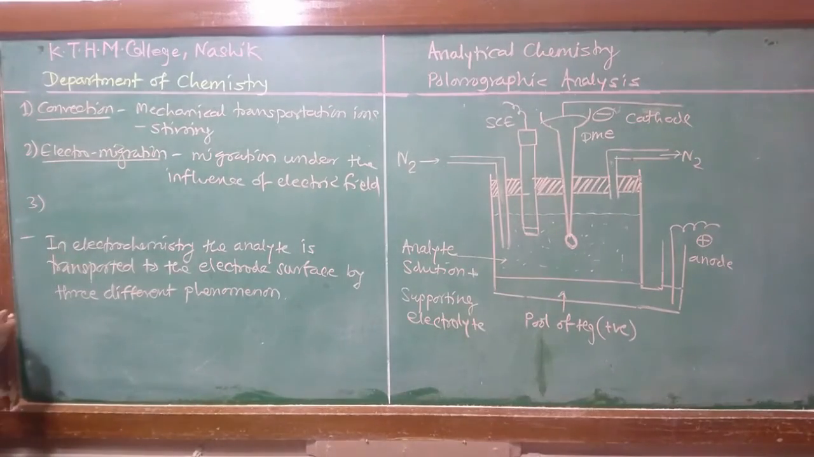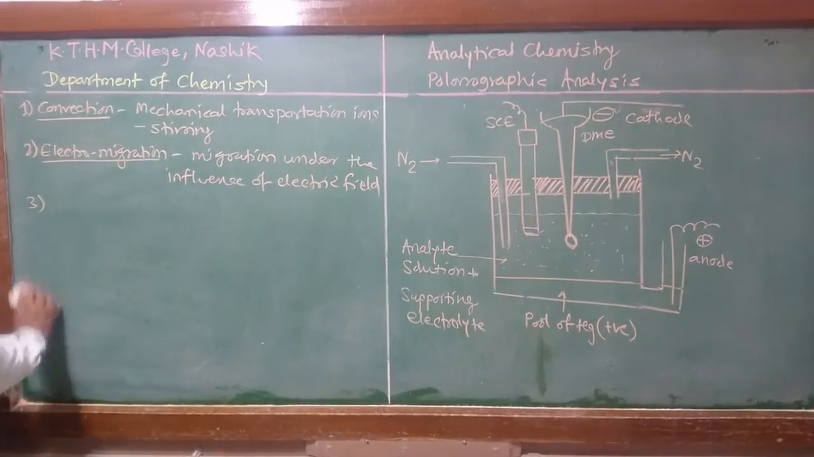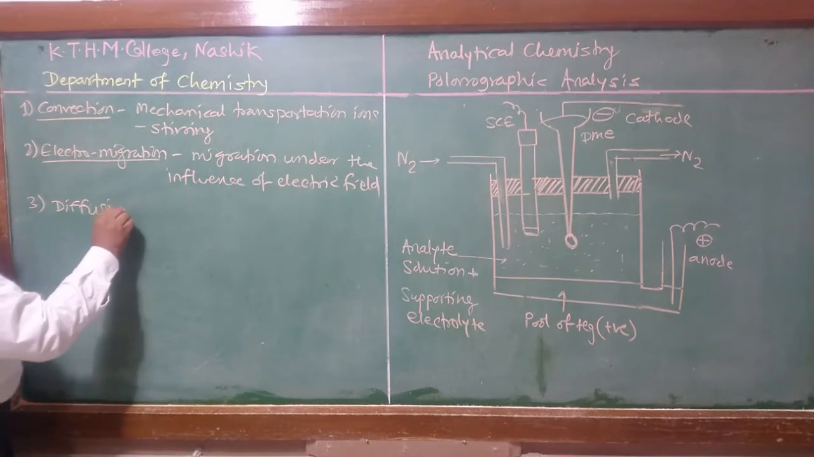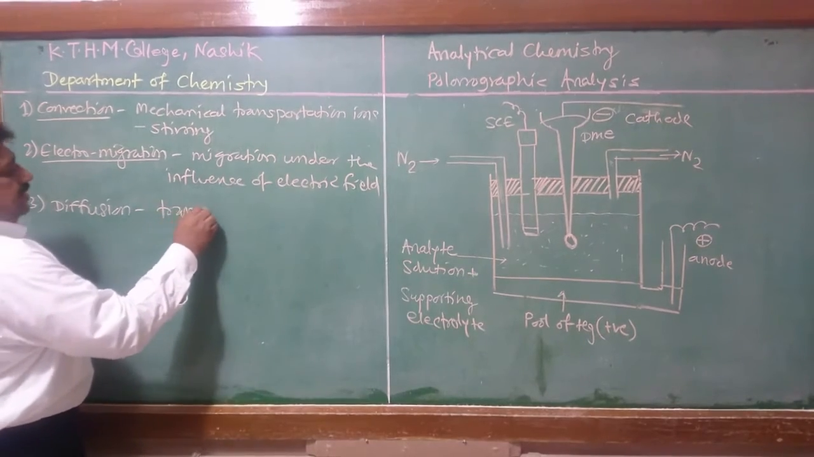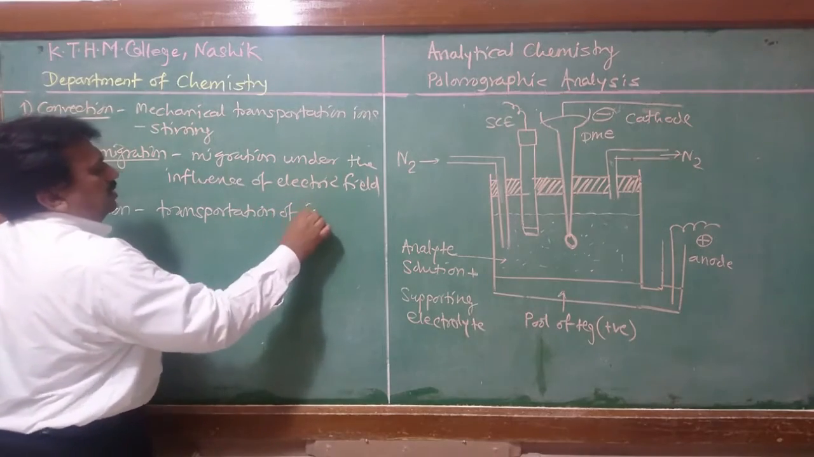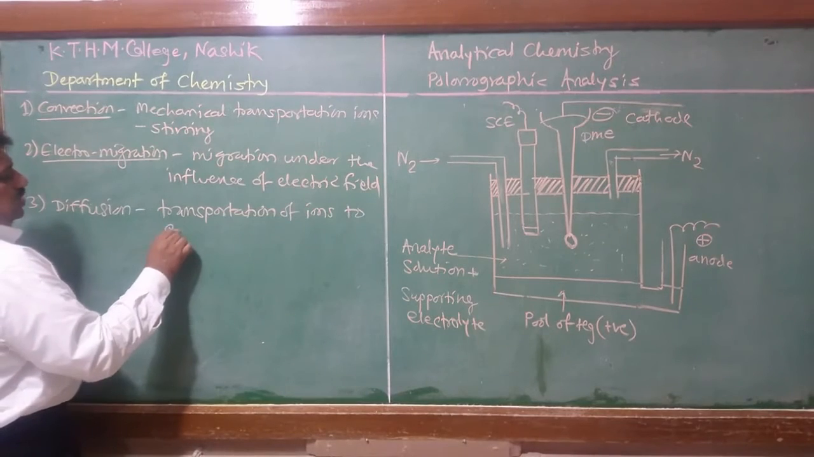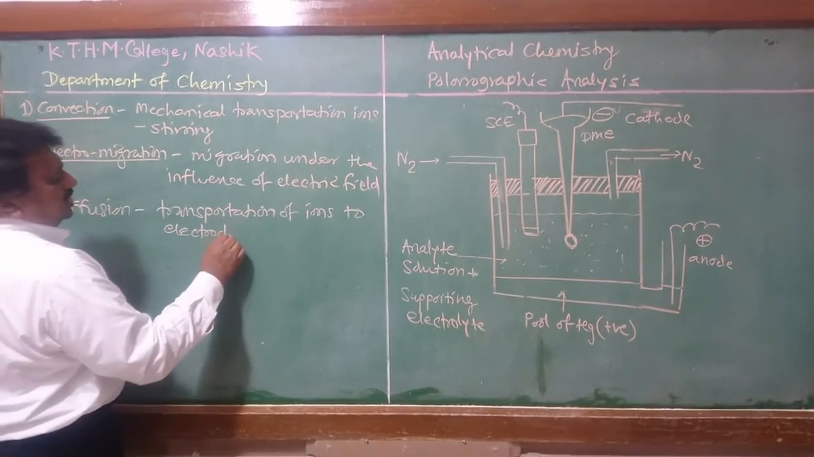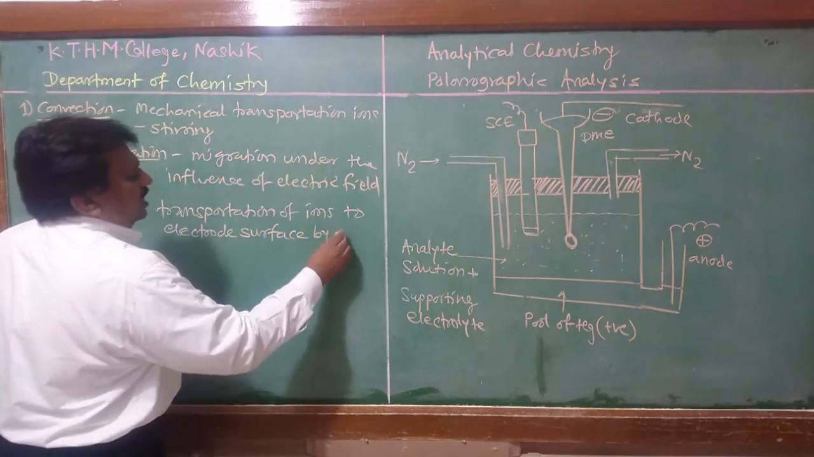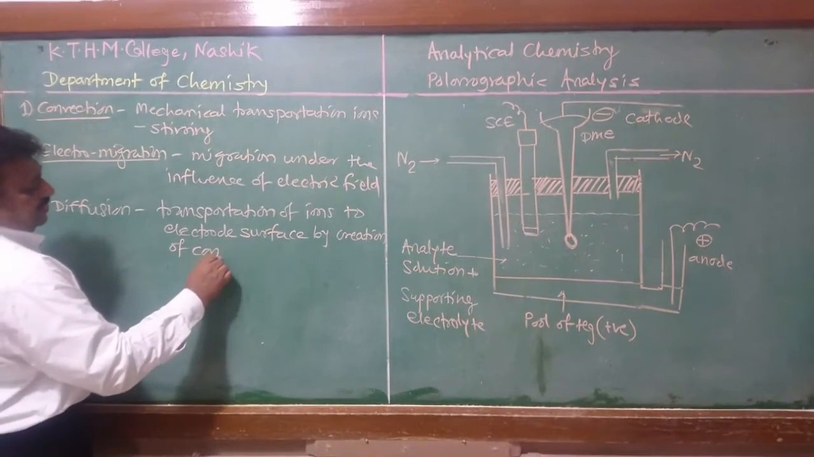The third type of phenomenon that transports the ion to the electrode surface is called diffusion. Diffusion is the transportation of ions to the electrode surface by creation of a concentration gradient.